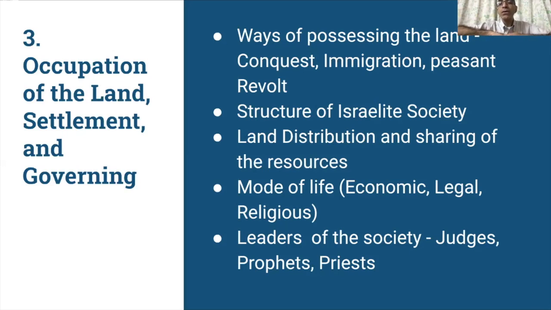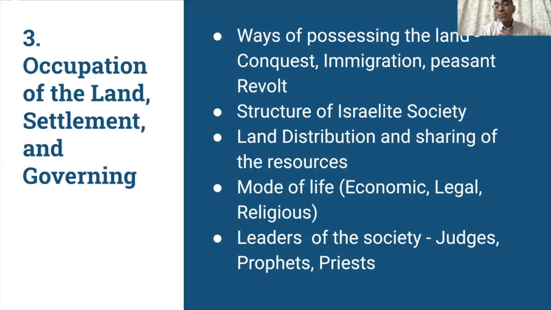Okay, so the land was distributed among the tribes of Israel, and they shared the resources, because the people who lived near the water, near the rivers, had resources the others didn't have. The people who lived in the mountains had resources these people didn't have. So they shared their resources and they were connected with each other in that way.